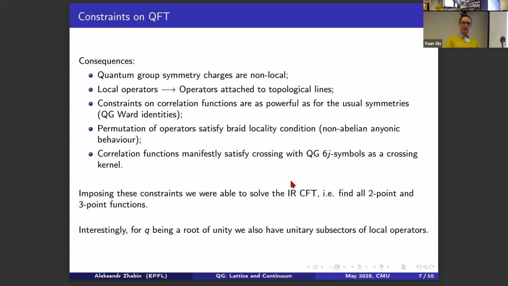Another constraint is that the permutation of these defect-ending operators has now to satisfy braid locality condition, which means they have a non-abelian anyonic behavior. And the correlation functions manifestly satisfy crossing with the quantum group 6j symbols as a crossing kernel. And imposing all these constraints on our theory, we were able to solve the IR CFT, find all the 2-point and 3-point functions. And also, interestingly, when Q is a root of unity, we have unitary subsectors of local operators.